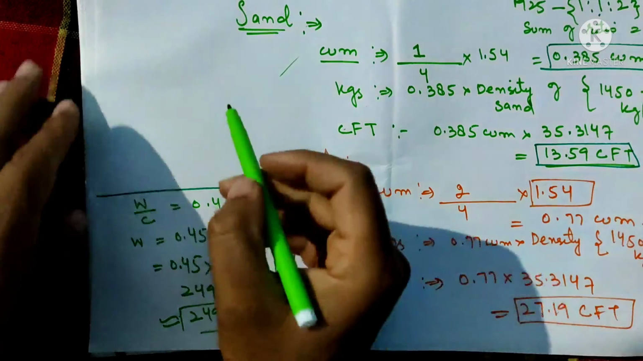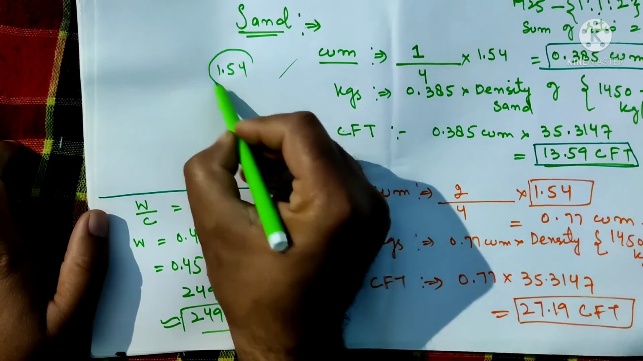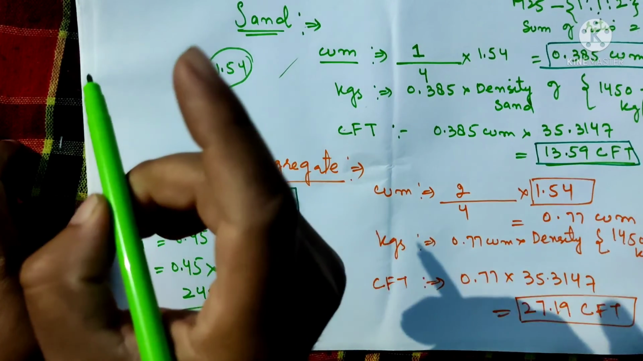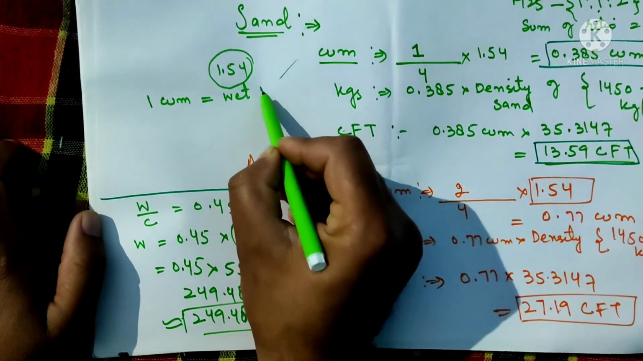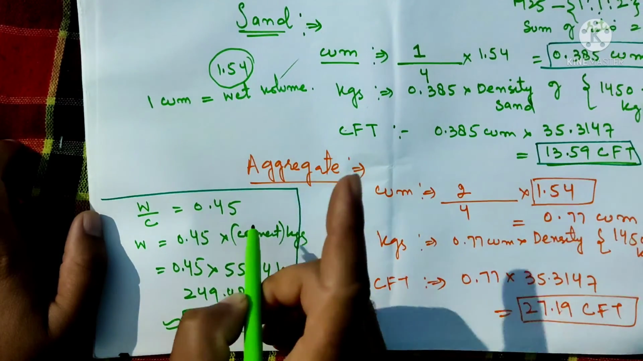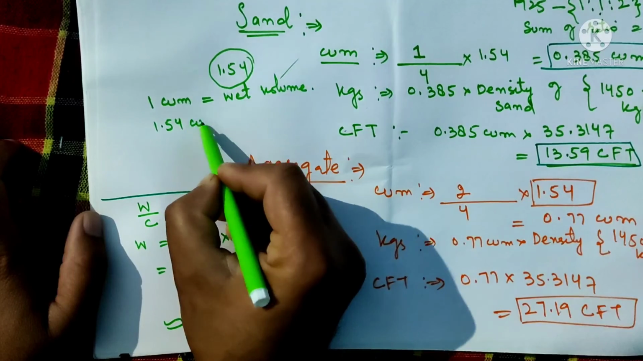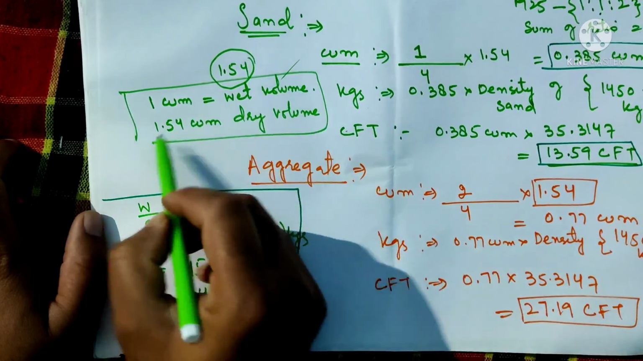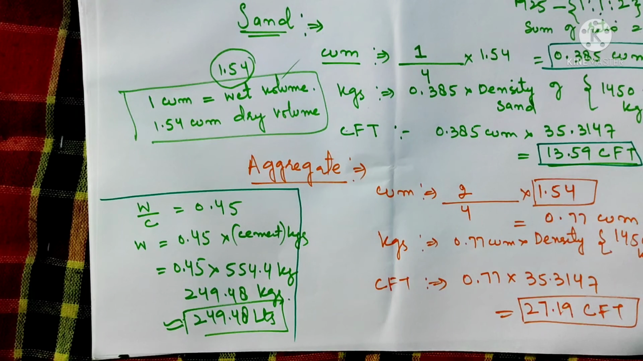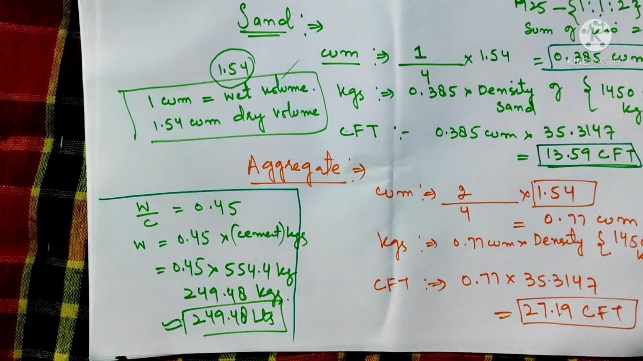In simple words, I want to tell you what this 1.54 is that we use. If you want to get 1 cubic meter of wet volume, we have to use 1.54 cubic meter dry volume. This is the actual thing. If you want to get 1 cubic meter of wet volume of concrete, we have to utilize 1.54 cubic meter of dry volume. If we use 1.54 cubic meter of dry volume, after mixing it, the volume will decrease and we will get 1 cubic meter of wet volume.